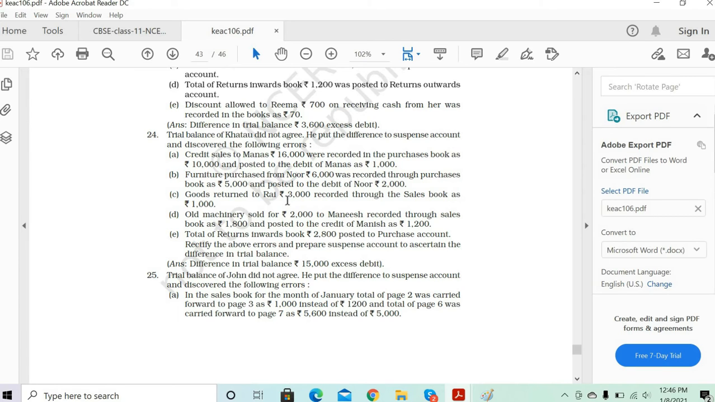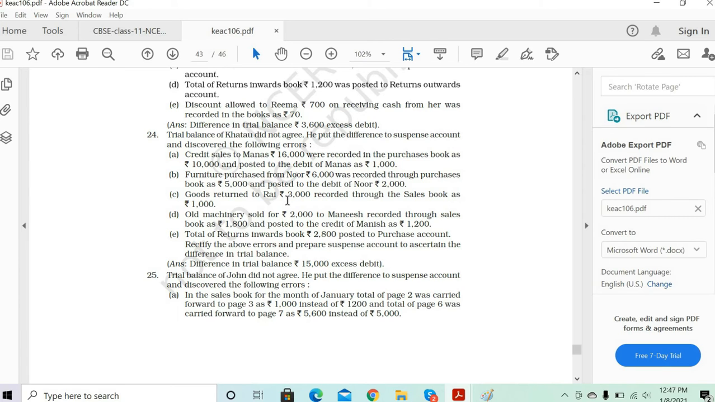Which one are you doing? You're talking about the B part only, right? In the D part, it's written that old machinery is sold for 2,000. Recorded through the sales book. Okay, this part is fine, no problem. So let's understand clearly. Old machinery sold for 2,000 to Manish, recorded through the sales book as 1,800 and posted to the credit of Manish as rupees 1,200.